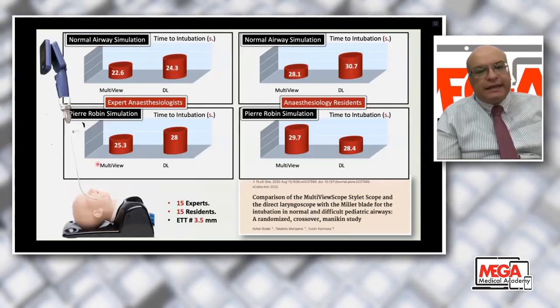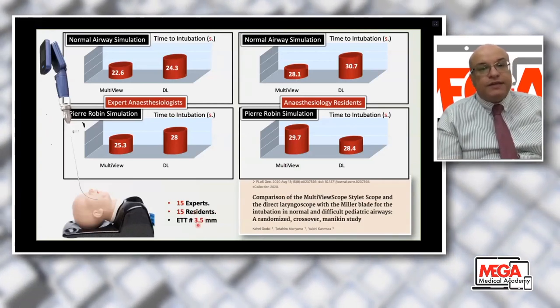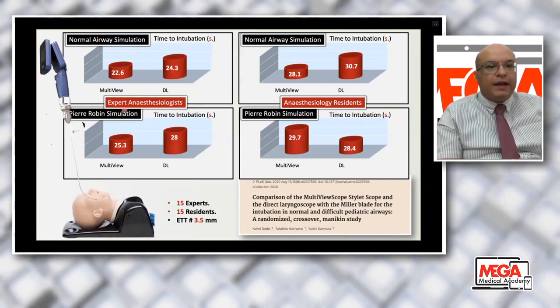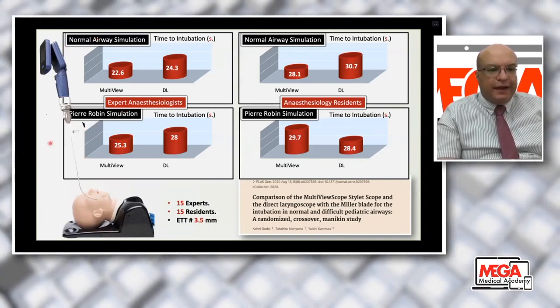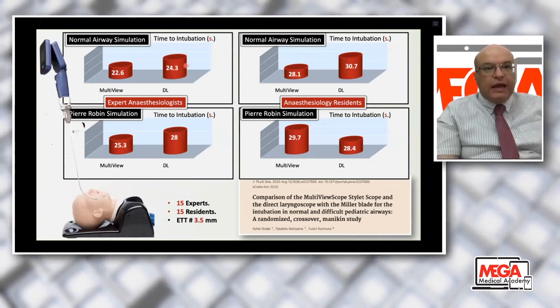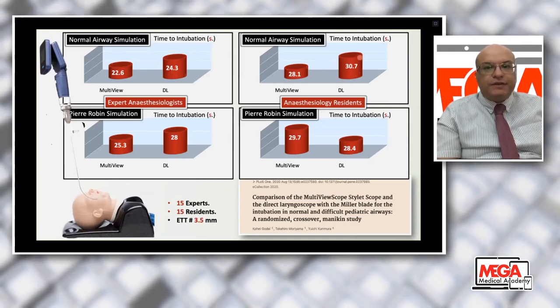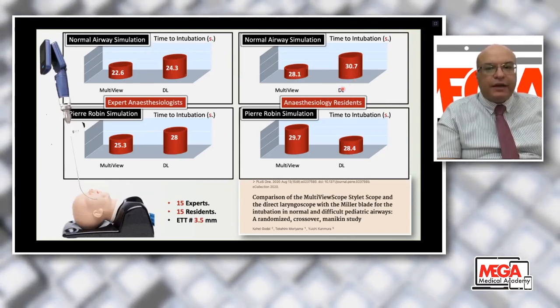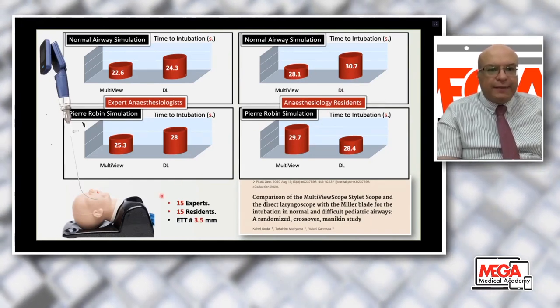This is an interesting study including 15 experts and 15 residents with endotracheal tube 3.5 in two scenarios of normal airway and Pierre Robin simulation, as you can see here, using Multi-view. The time to intubation is significantly less with Multi-view, and it is comparable with direct laryngoscopy in both normal and difficult airway simulations.